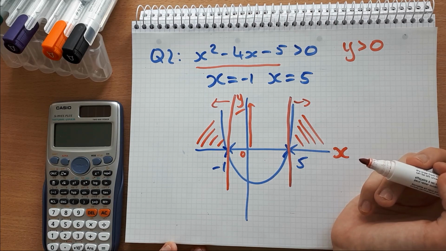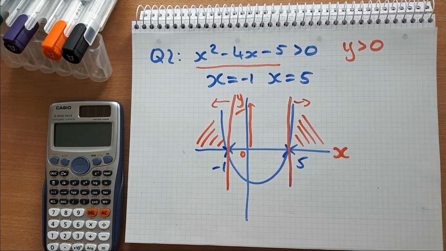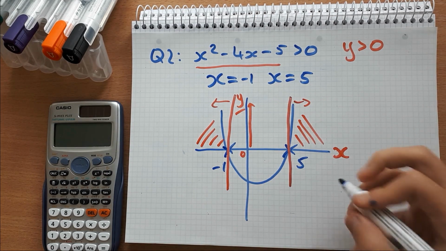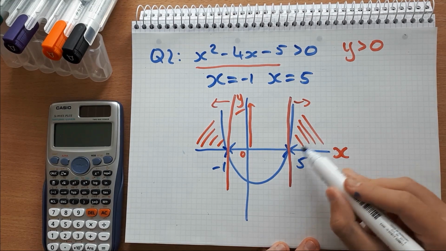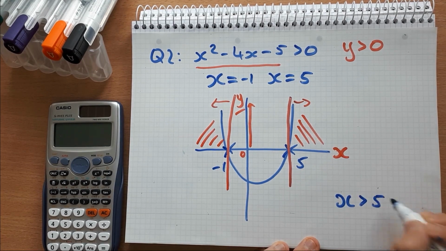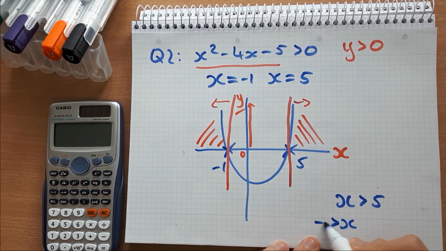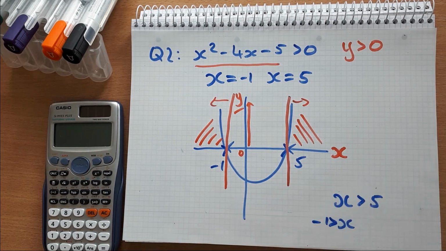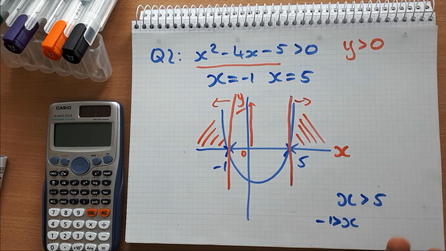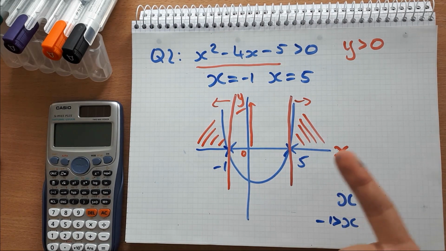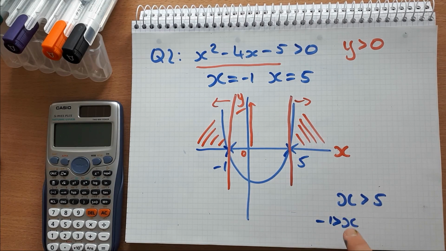But yeah, so you shade outside, which means that x is greater than 5 and x is also less than -1. And those are your two things for x. You can also check this by putting these into the calculator. They should both equal 0.